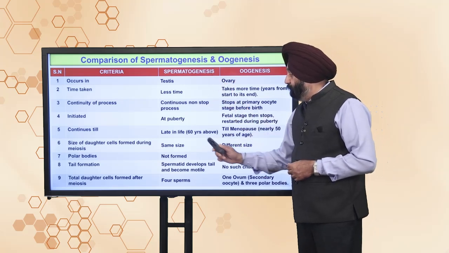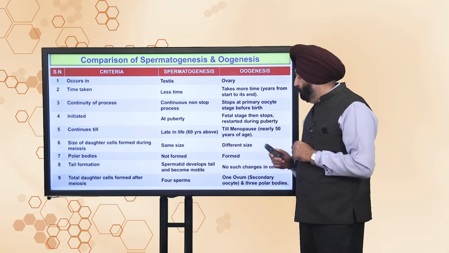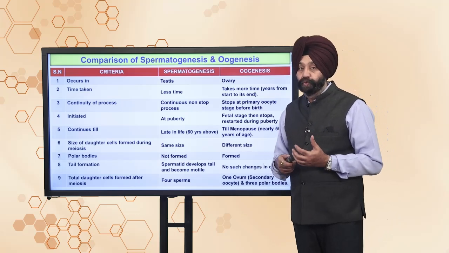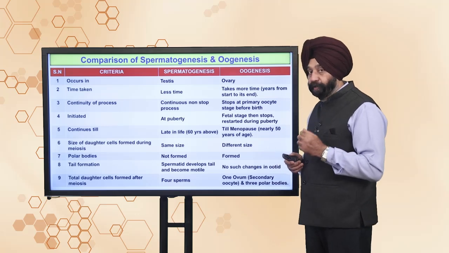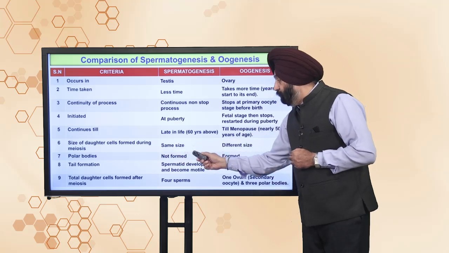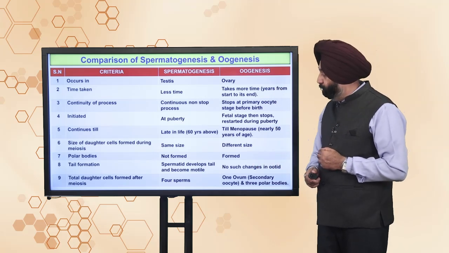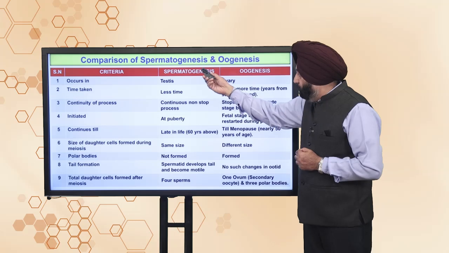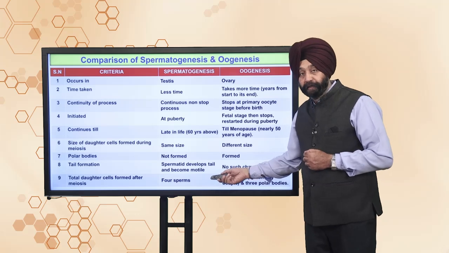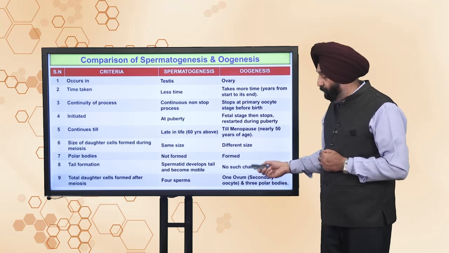In spermatogenesis, the size of the cells formed remains the same. The daughter cells are of the same size, whereas in oogenesis, the size is different. The daughter cells formed after meiosis II are of different sizes. One more characteristic difference is that in spermatogenesis, polar bodies are not formed, whereas in oogenesis, they are definitely formed. What we see next is the tail. Sperms develop a tail that makes them mobile, but in oogenesis, the ovum does not change at all. It does not develop a tail.